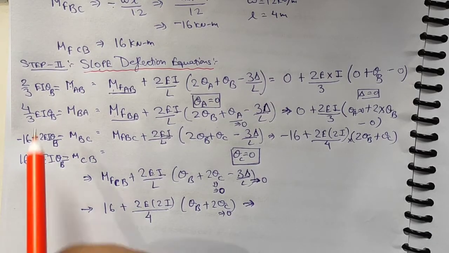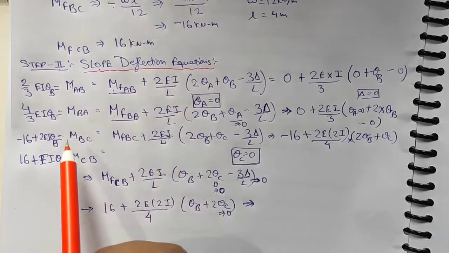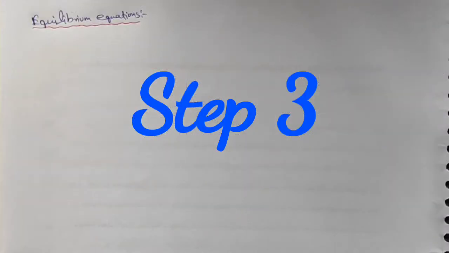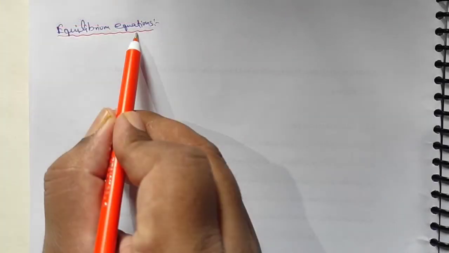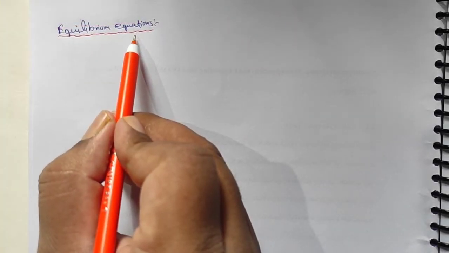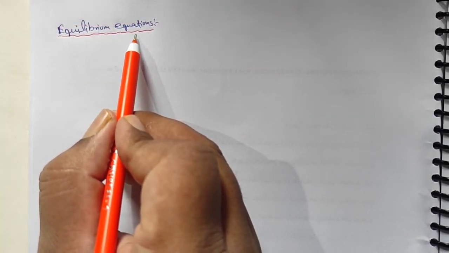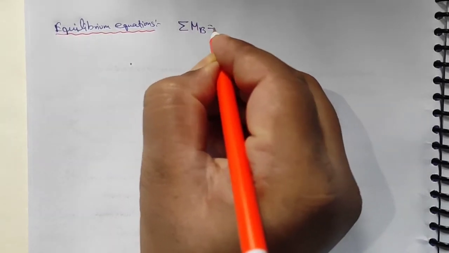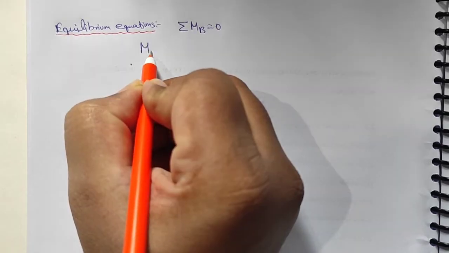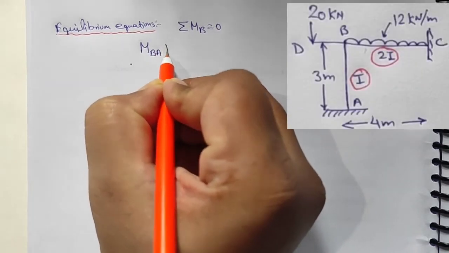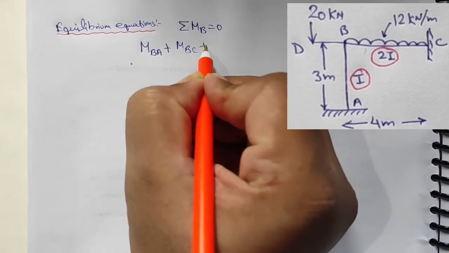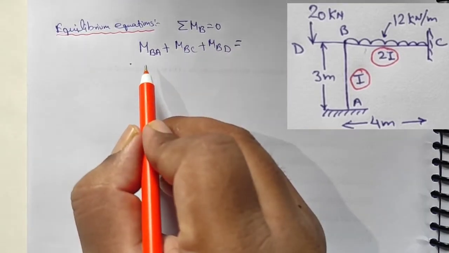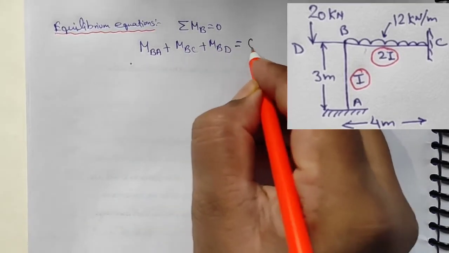So in this way I can solve my step 2, that is the slope deflection equation. Now my third step is to find the equilibrium equation at a point where all the moments are acting. At point B, we'll do the summation of all the moments at point B, which will be equal to 0. That is, summation of MB will be equal to 0. Now we know that at point B three moments are acting, that is MBA, MBC and MBD. That is, the summation of all the moments will be equal to 0.